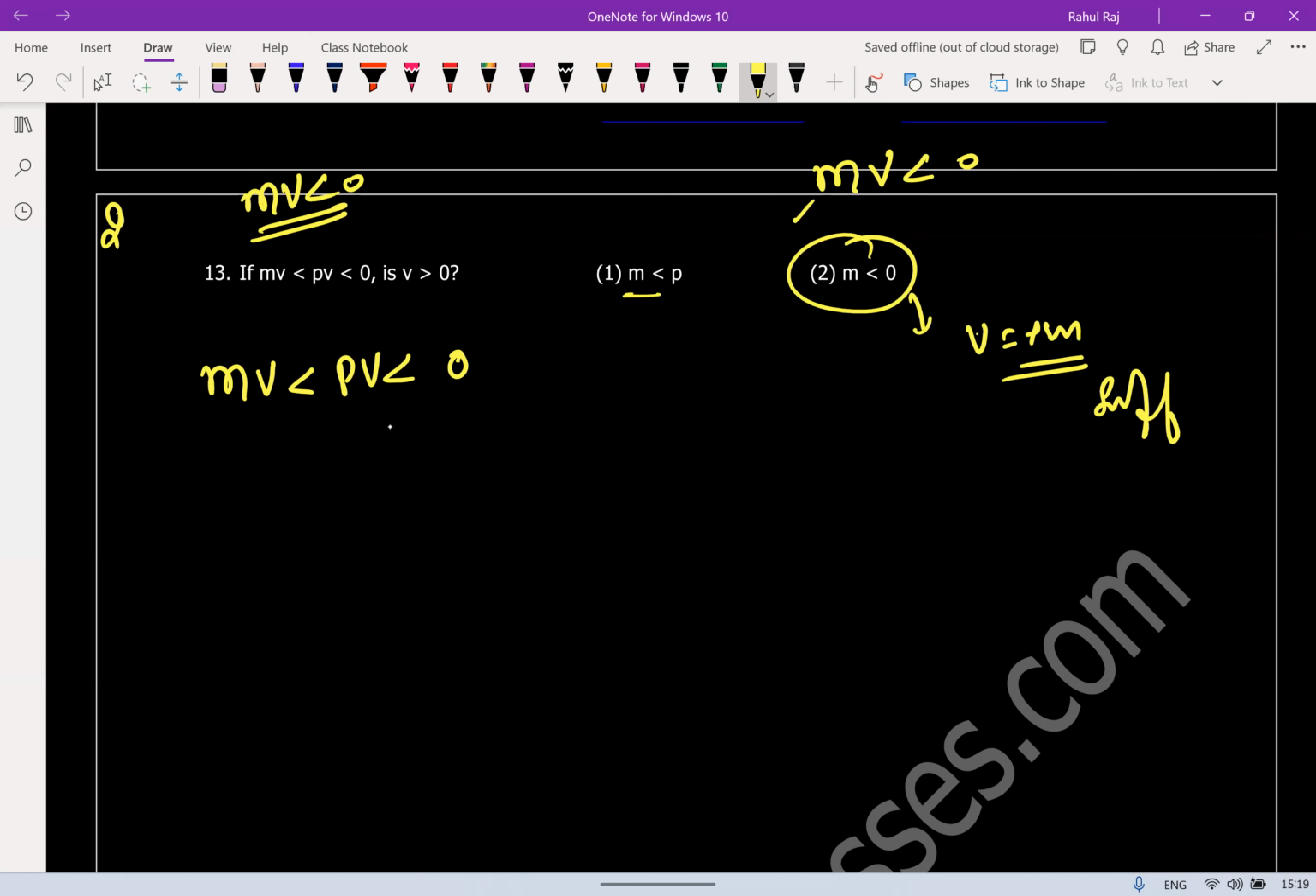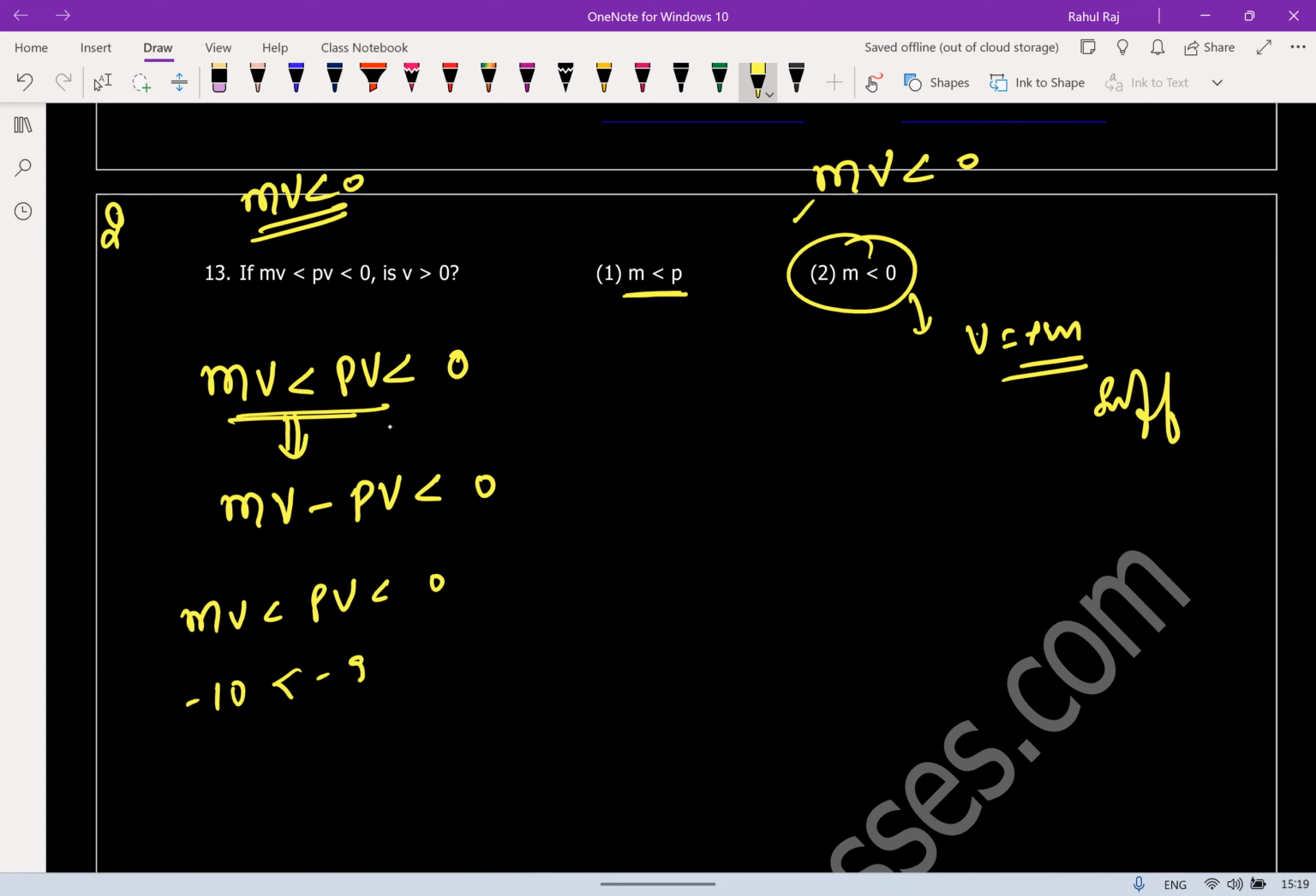Statement number 1 says M is less than P. And what information is given to me? That MV is less than PV is less than 0. From this information, can I come down to MV minus PV less than 0? Can I write this? Yes or no? I'm just playing around with my information. Take any value. Let's say MV is less than PV is less than 0: -10 less than -9 less than 0. If I bring -9 to this side, -10 plus 9 is technically less than 0. So MV minus PV will 100% be less than 0 for sure. Am I right?